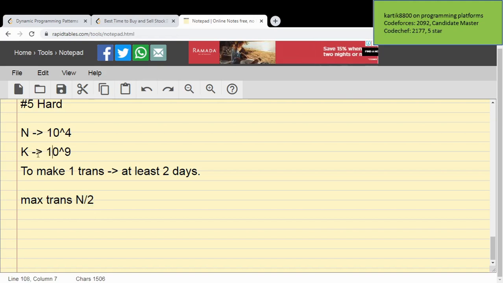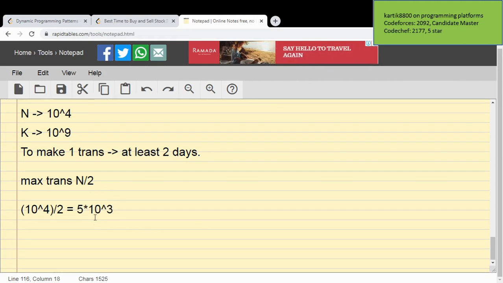And now if you think about it, K would fall down to the value of nearly 10 power 4. In fact, no matter whatever is the value of K, the maximum transactions you'll ever be making is 10 power 4 divided by 2. That is, I guess, what, 5 into 10 power 3, which is in fact 5,000 only.